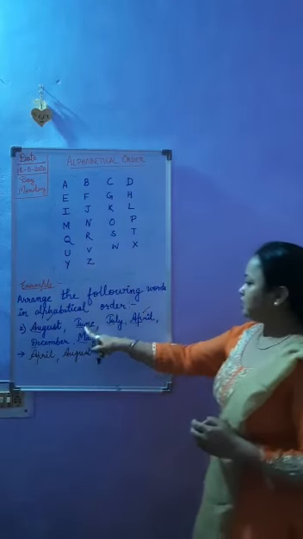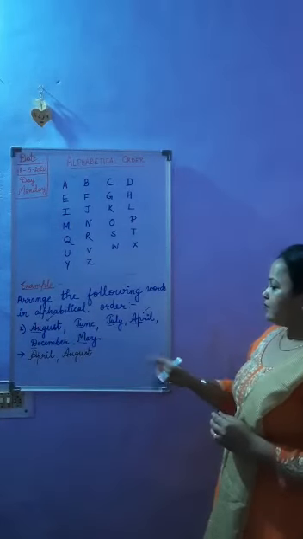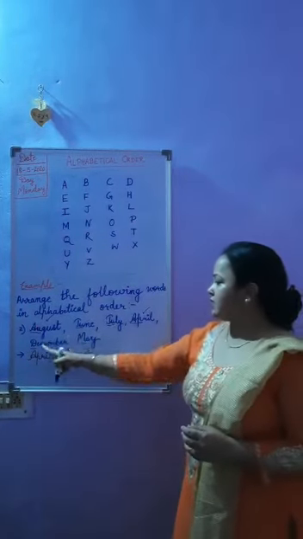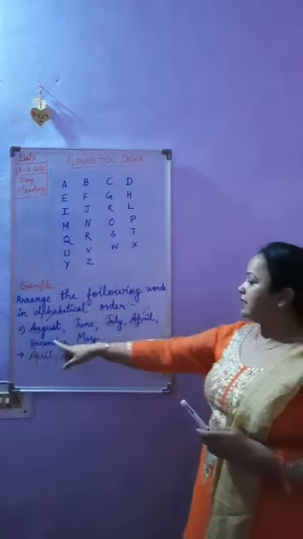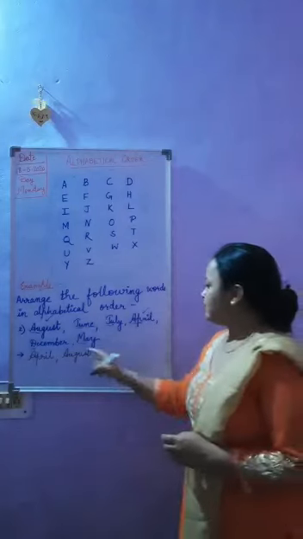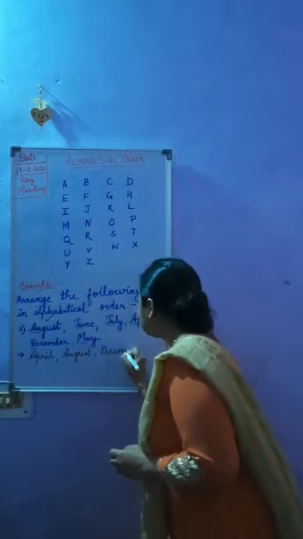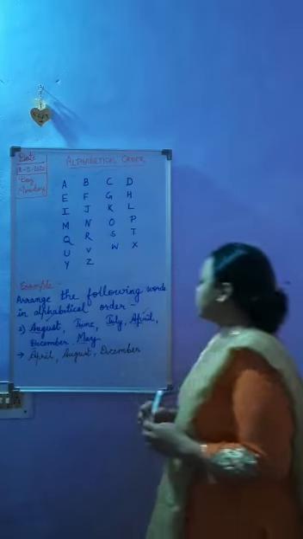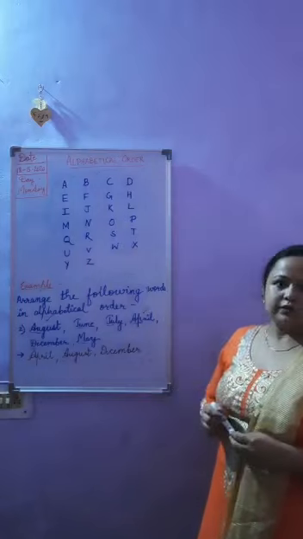Now next is J, J again, D and M. So we will again see J, D and M. Which letter comes first? Look here. D comes first. So we will write December. Now J and N. So which letter comes first? J.